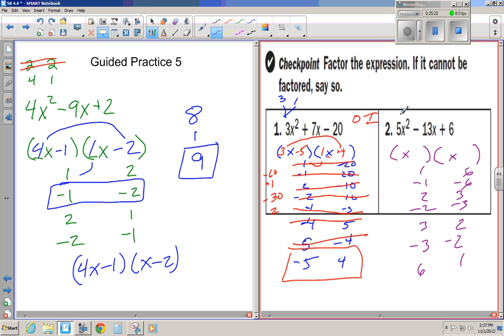The factors of A are 1 and 5. So I go ahead and put a 1x and a 5x. Do the outside and the inside. So 1 times 6 is 6. 5 and 1 is 5. Gives me 11. Not what I'm looking for. Not the right answer. This would give me negative 11. And that's not what I'm looking for either.